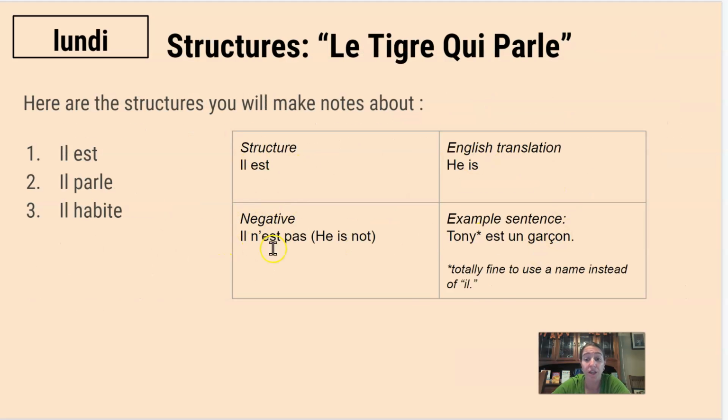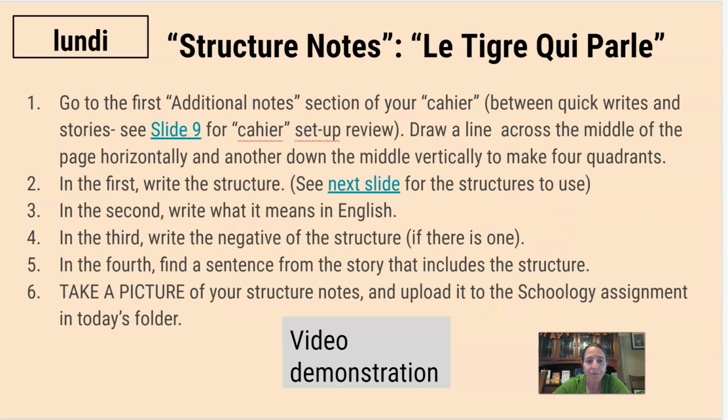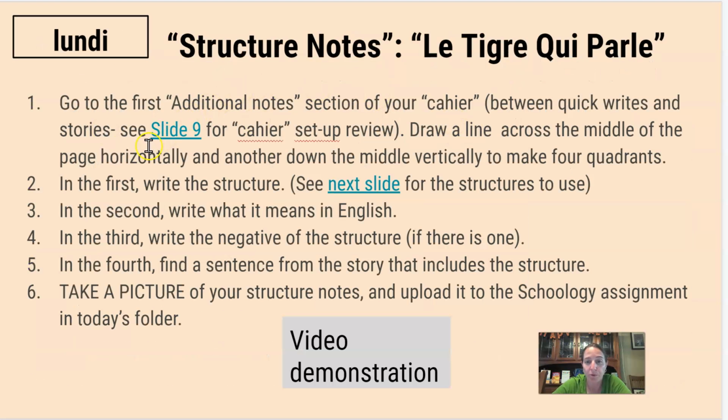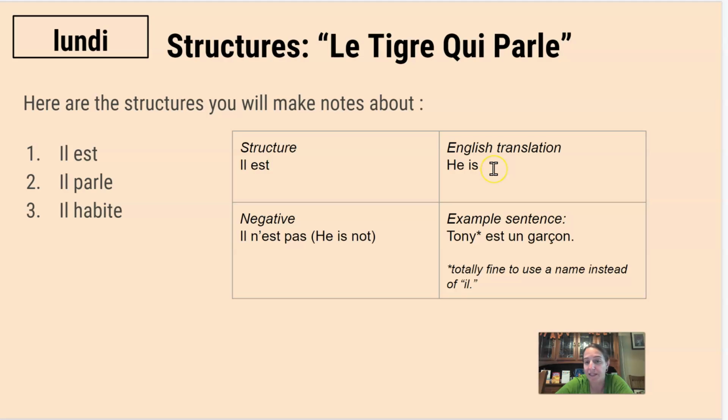I would like you to do yours in your cahier, and that should be in your additional notes section. I also stuck this slide in our slides for this week to help you review how I'd like you to have your cahier set up. That's where you're going to put these notes. You're going to make this first box with the 4 quadrants, and then you're going to write the structure. In the second box, you're going to write what it means in English.